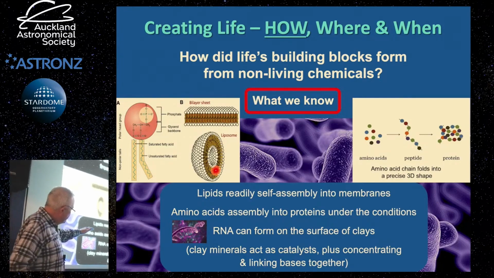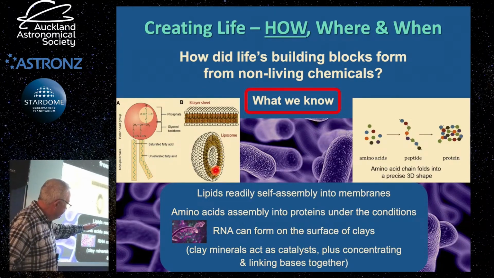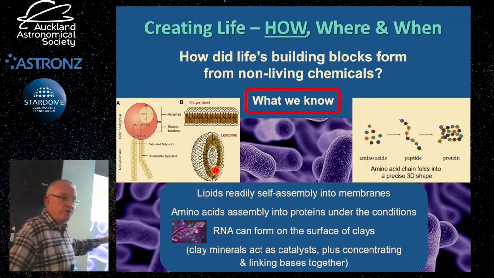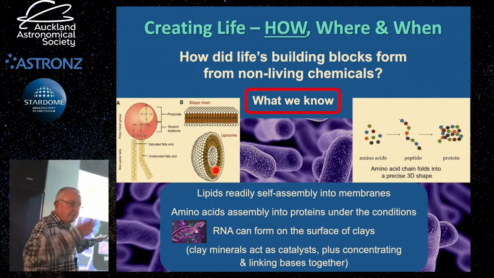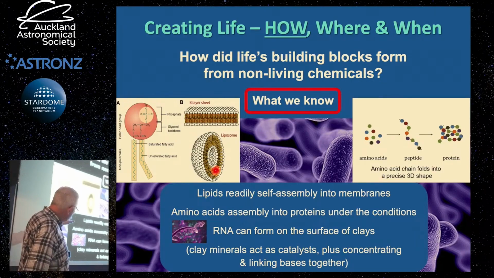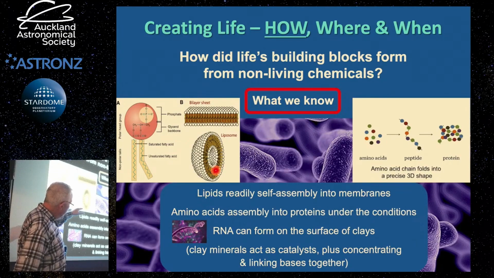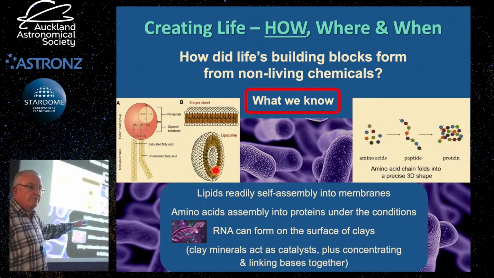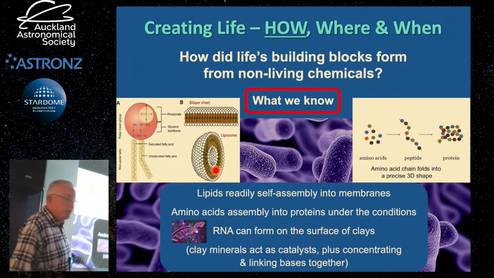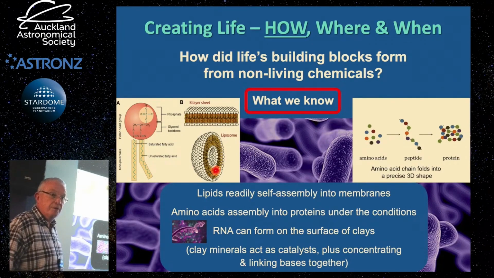Amino acids will assemble quite happily into proteins. I mentioned how you can make amino acids by mixing together some ammonia, some hydrogen, some methane, and so on. Amino acids in the right conditions in a laboratory, in fact even without the laboratory, can form into proteins. They will form very primitive proteins, but they will form proteins.